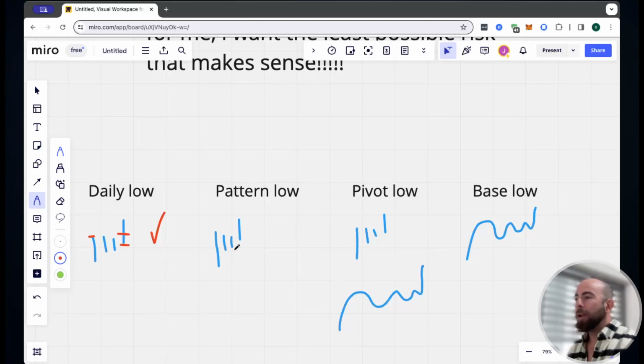So this would be a pattern, a candle pattern. Inside days is a pattern of candles, a candle pattern. So I will put the stop loss somewhere over here.